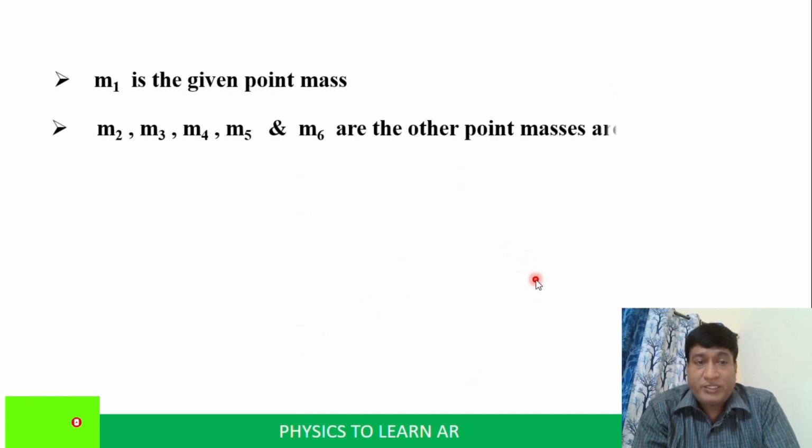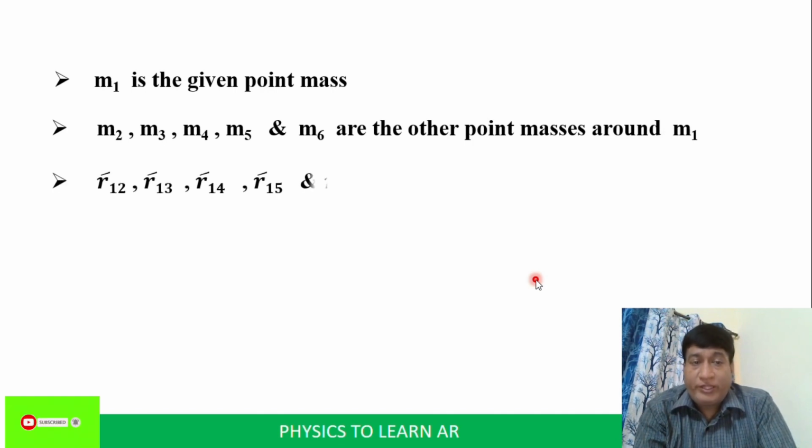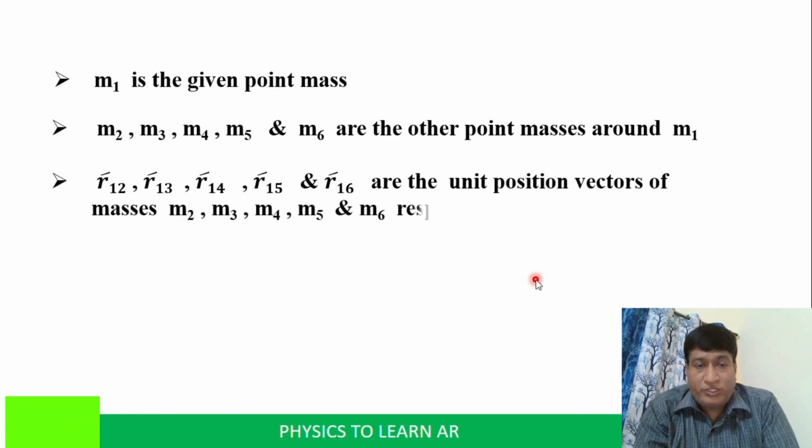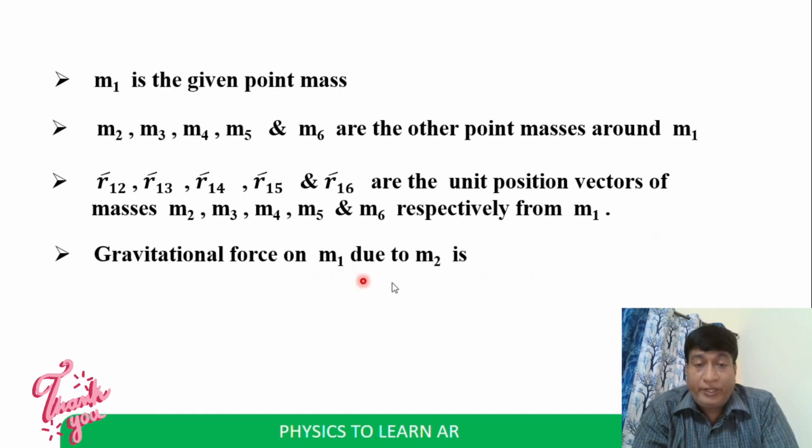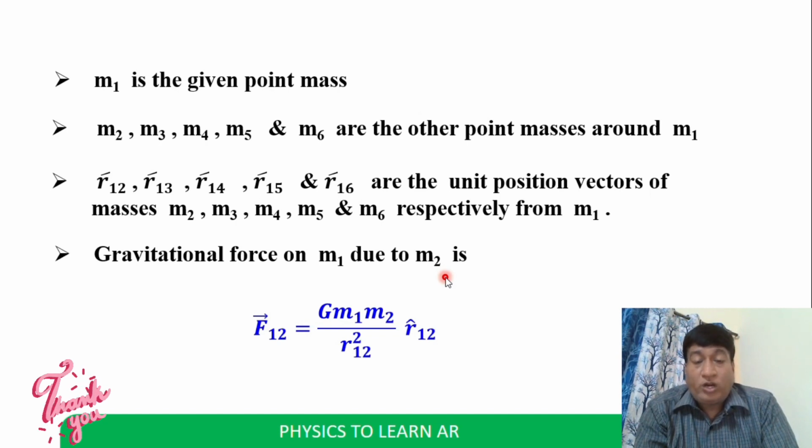m1 is a given mass. m2, m3, m4, m5, m6 are other point masses around m1. These are the distances, r12, r13, r14, r15, r16, and r12 cap, r13 cap and so on are the unit position vectors, and their masses are taken respectively. While discussing this, first we consider only m1 and m2. Under that condition, F12 is equal to capital G into m1 m2 by r12 square into r12 cap.